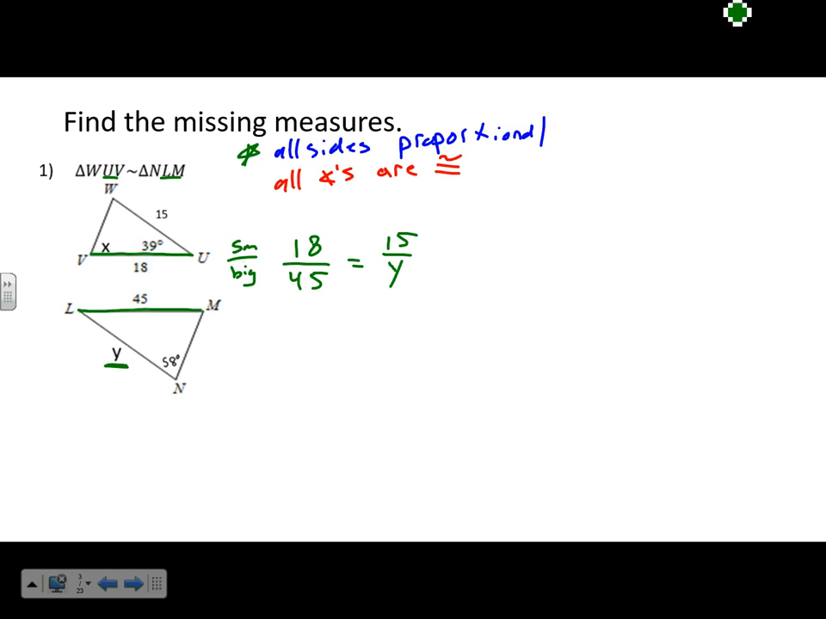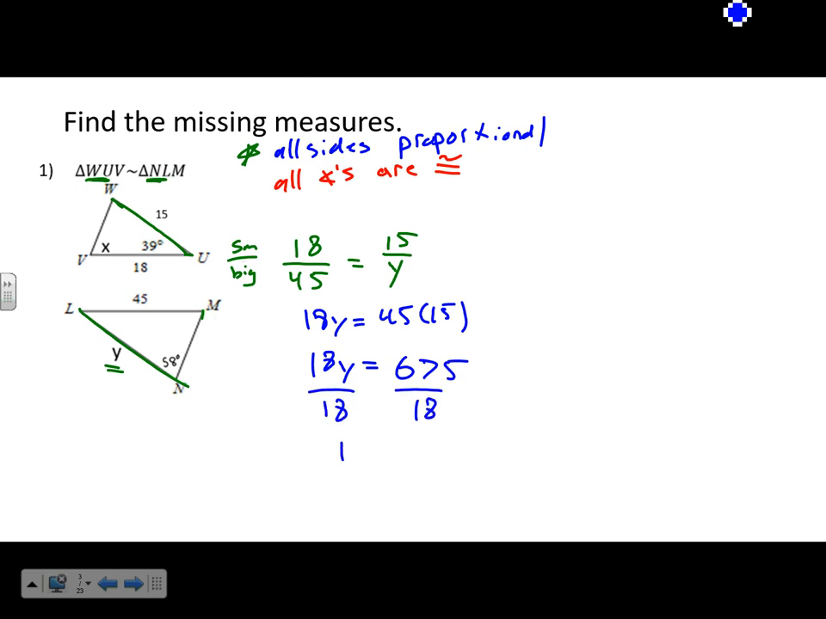Now again, if you can't tell if this 15 corresponds with LN or MN, just look at your similarity statement. So your similarity statement up here, 15 is WU, and so it has to go with NL, so that's got to be this one, which is the y. So now we just cross multiply. We have 18 times y is equal to 45 times 15. 18y is equal to 45 times 15, which is 675. Divide both sides by 18. We get y is equal to 37.5.